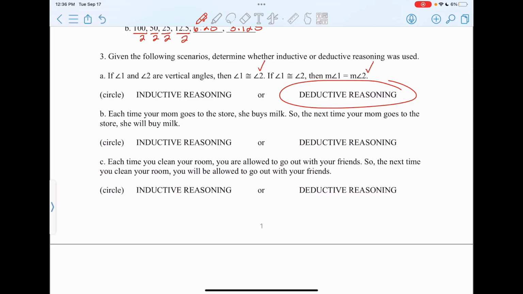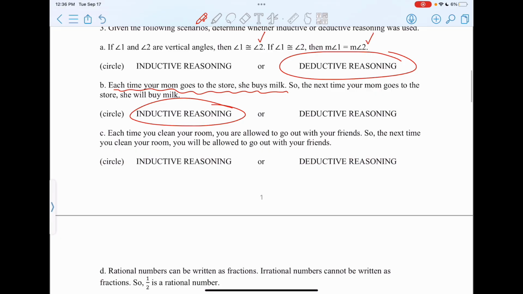Part B, each time your mom goes to the store, she buys milk. So the next time your mom goes to the store, she will buy milk. That is inductive reasoning. We are noticing a pattern of our mom going to the store and buying milk, and we're making a generalization that that will happen again. But we don't know for sure it will happen. It was just based on observations. Inductive reasoning.